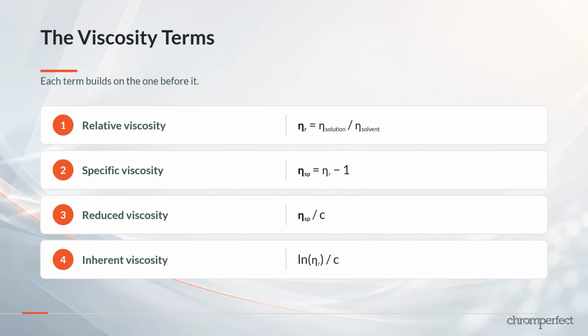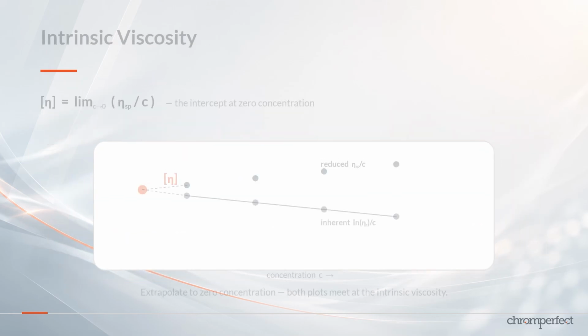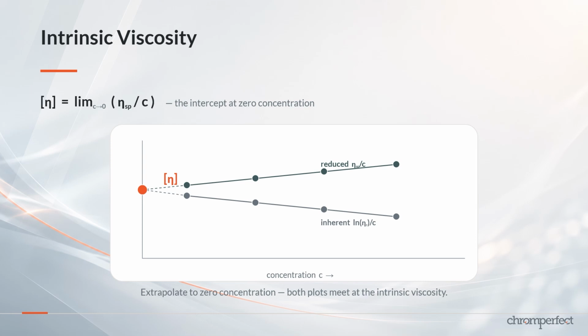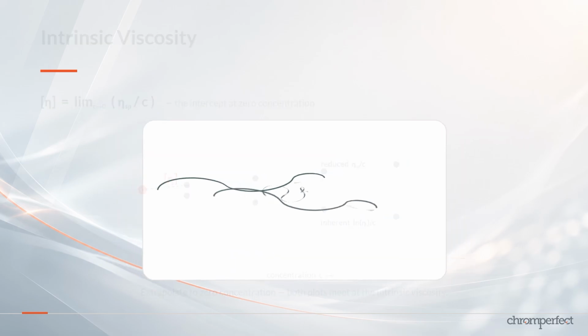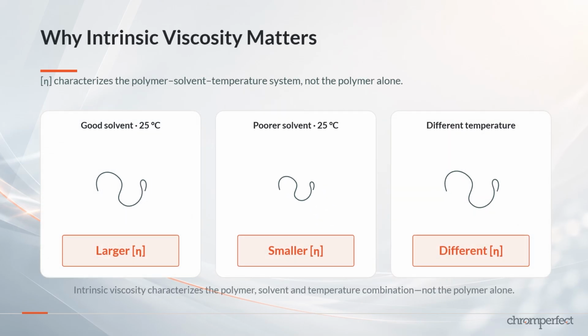Intrinsic viscosity is obtained by extrapolating the appropriate viscosity relationship to zero polymer concentration. It is represented by the symbol eta in square brackets. Because it refers to the limiting behavior at infinite dilution, intrinsic viscosity is a characteristic property of the polymer, solvent, and temperature combination. Intrinsic viscosity is related to the effective volume occupied by polymer molecules in solution. The product of intrinsic viscosity and molecular weight is proportional to hydrodynamic volume. This relationship provides the foundation for modern universal SEC calibration.